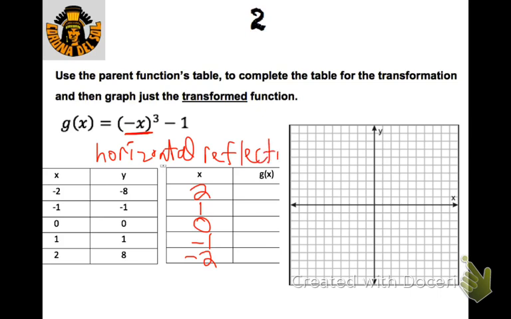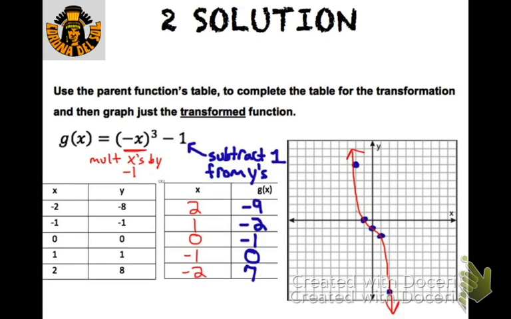And then what's happening to the y-coordinates is you can tell there's a -1 that's outside the parentheses. So that means all the y-coordinates are subtracting 1. So -1 from each of those. So you can tell what these are. 0 and then 7. And then the graph I have on the next slide. So you can just plot those points and you get that graph.